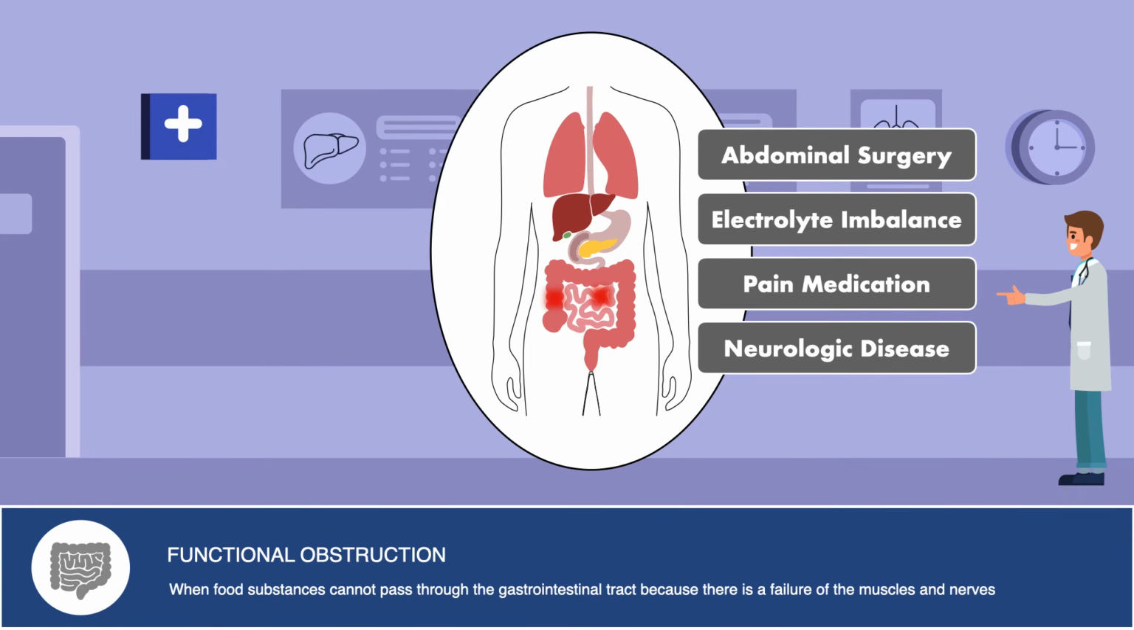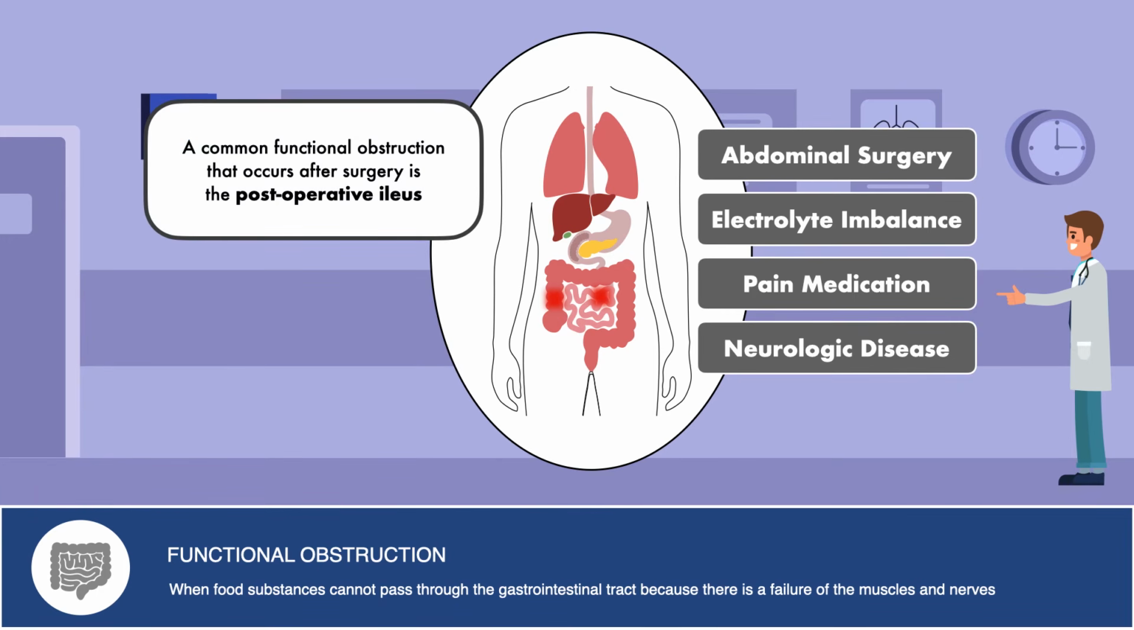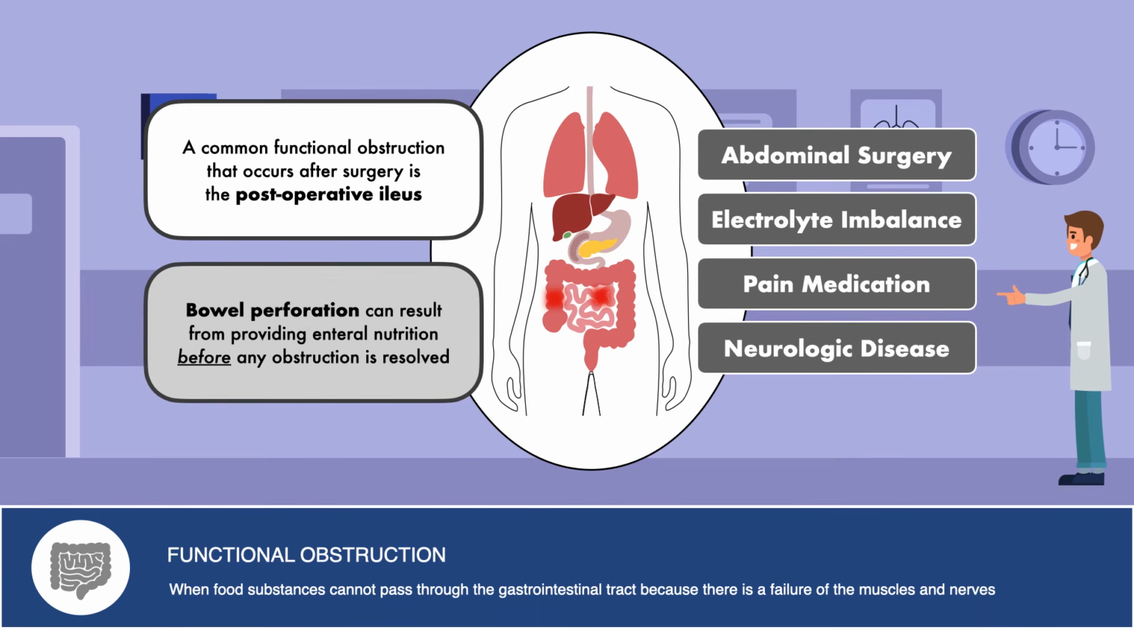Two key takeaways from here are: a common functional obstruction that occurs after surgery is the postoperative ileus. This is quite common in a hospital. Bowel perforation, or a hole in the intestine, can result from providing enteral nutrition before any bowel obstruction is resolved. This is a life-threatening consequence and one that should be avoided at all costs.